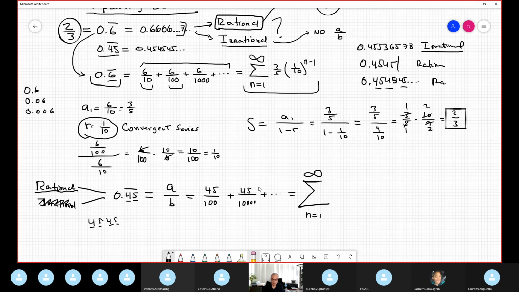Who is a sub m? A sub m is a1. Okay, a1 is 45 over 100. We can reduce it to lower terms if you want, of course.